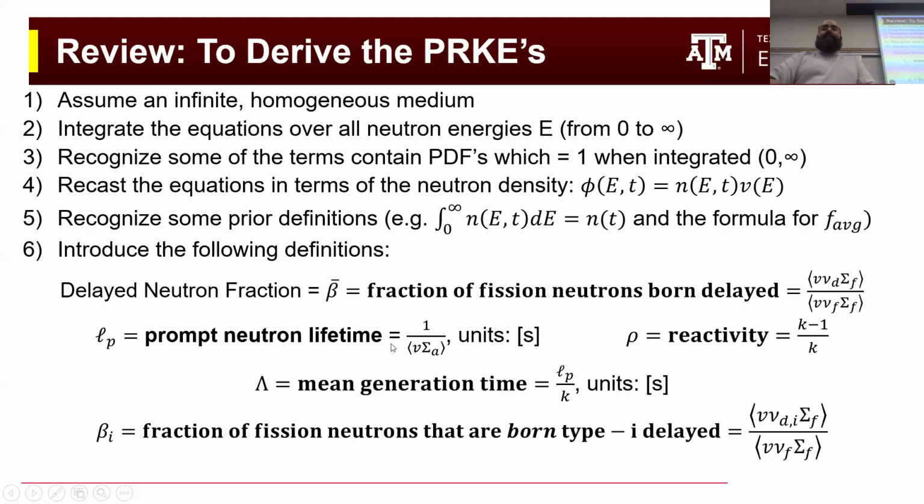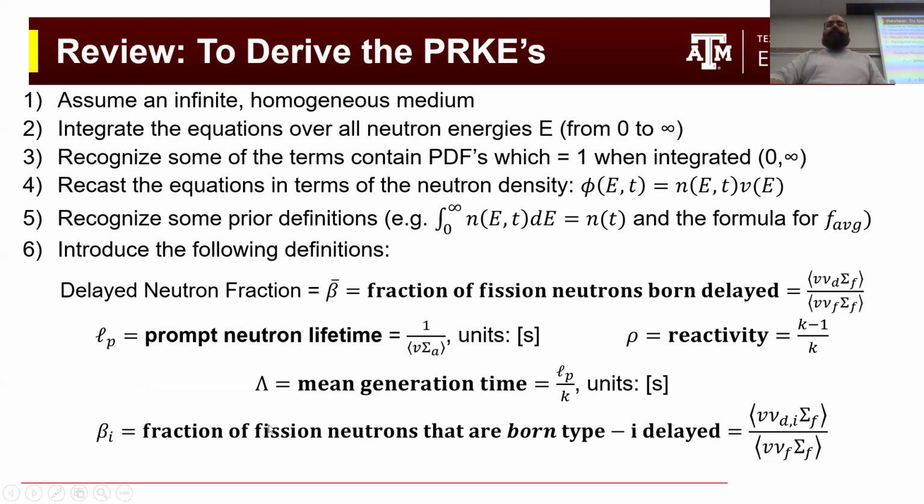And this is basically the average amount of time that it takes, so if we have one generation of neutrons and then we ask how long does it take for that next generation of neutrons to come about, that's what that mean generation time is. It's the time between successive generations of neutrons.